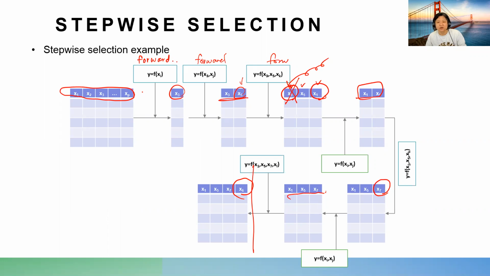We start from forward selection, and then backward selection again, forward, backward, forward, backward. In that way, we can test it. We can also test already selected variables. Does that make sense?